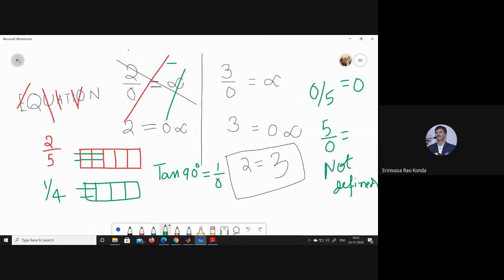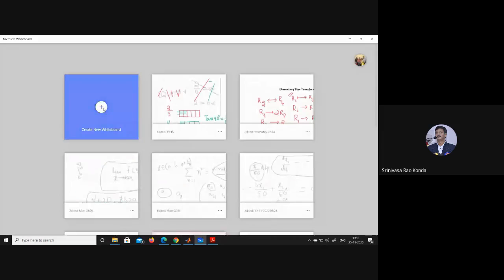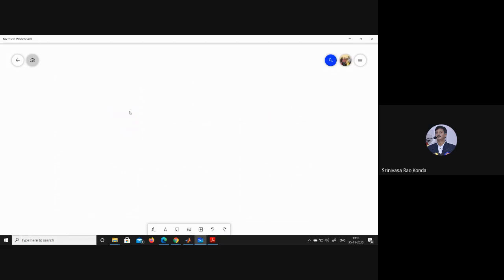We'll come back again to this slide. This slide is important again. Anything by 0 is always not defined. Then we have to use the word infinity. There is the next question.